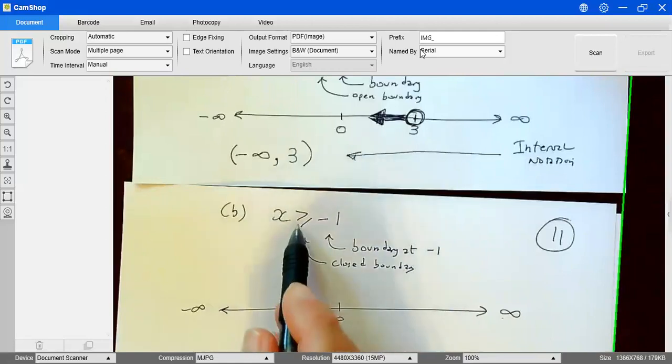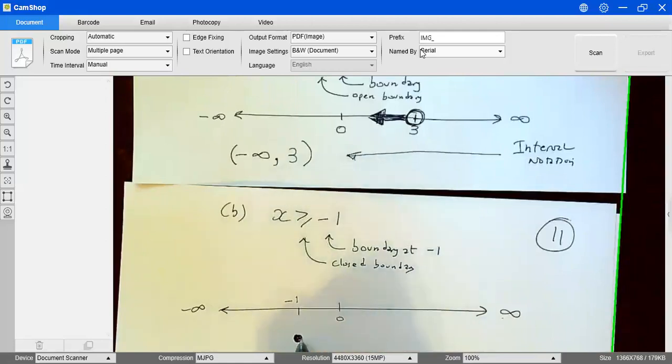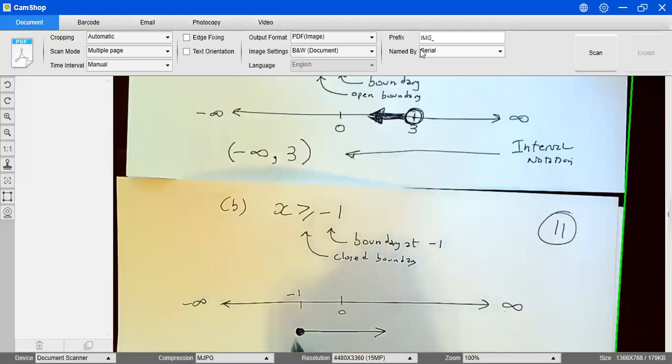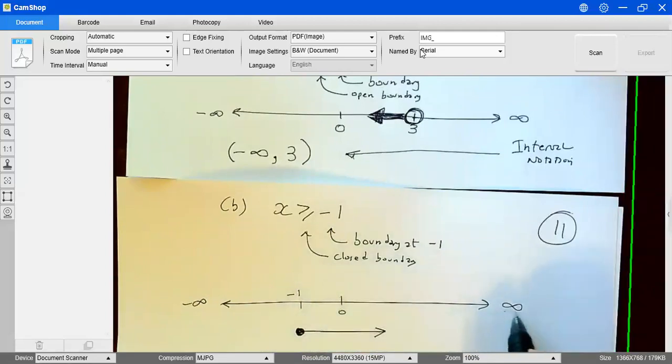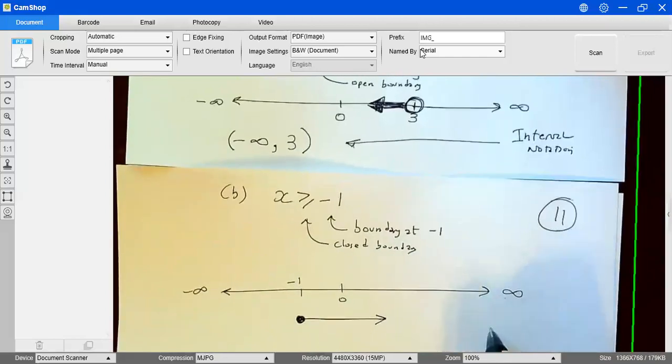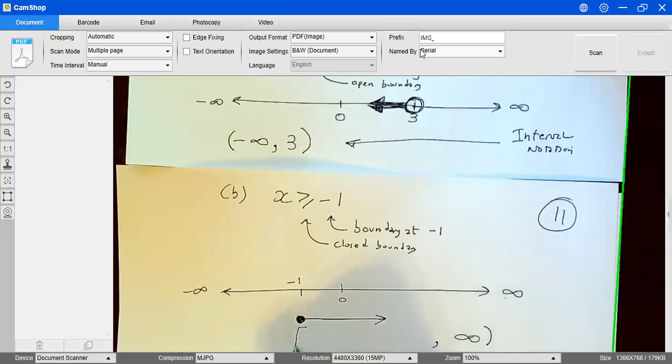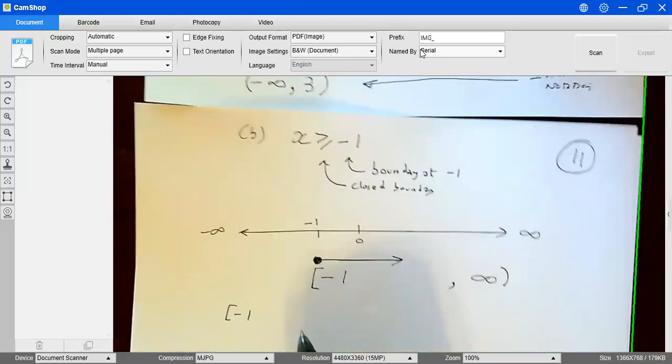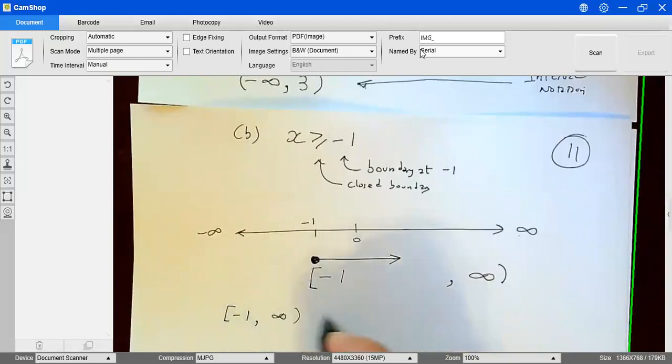Then now the direction of the inequality points to the right, so I'm going to draw an arrow pointing to the right. So this is one end of my region. So this is the left boundary now, because my right boundary is going to be positive infinity. So I'm going to have a square bracket here with -1, and a parenthesis here. So this is just -1, comma, infinity.